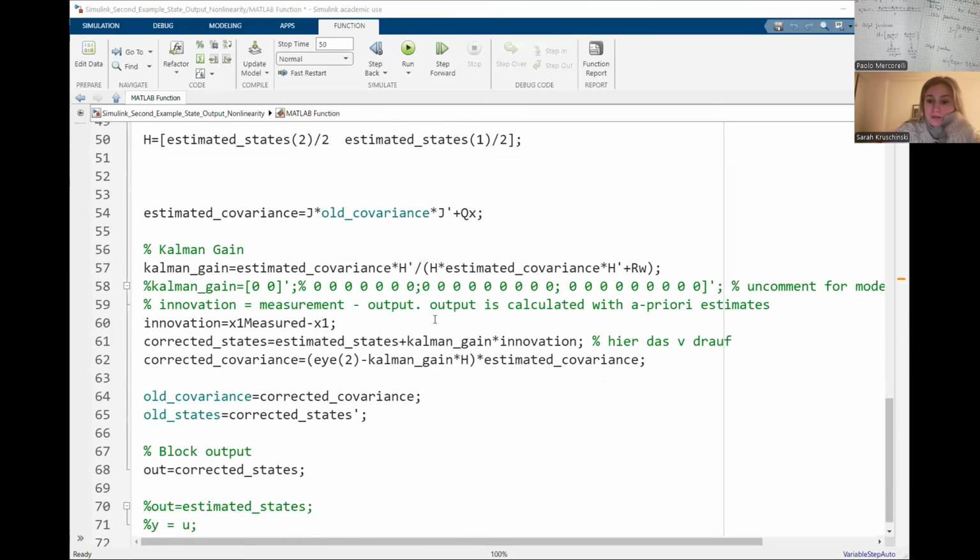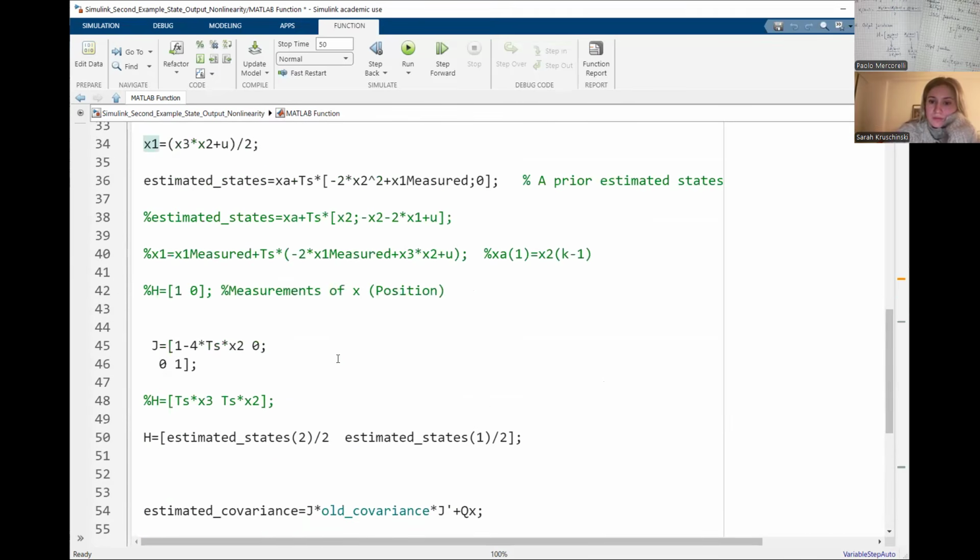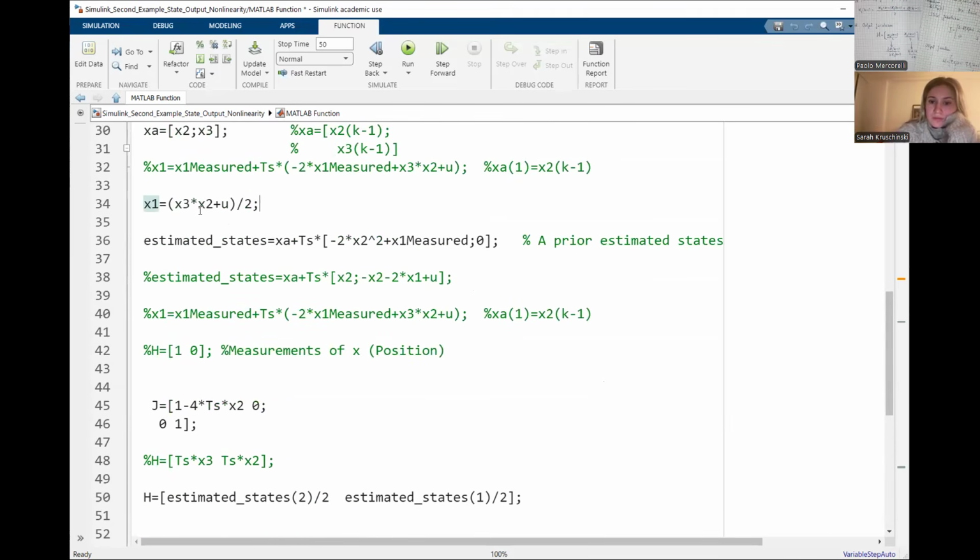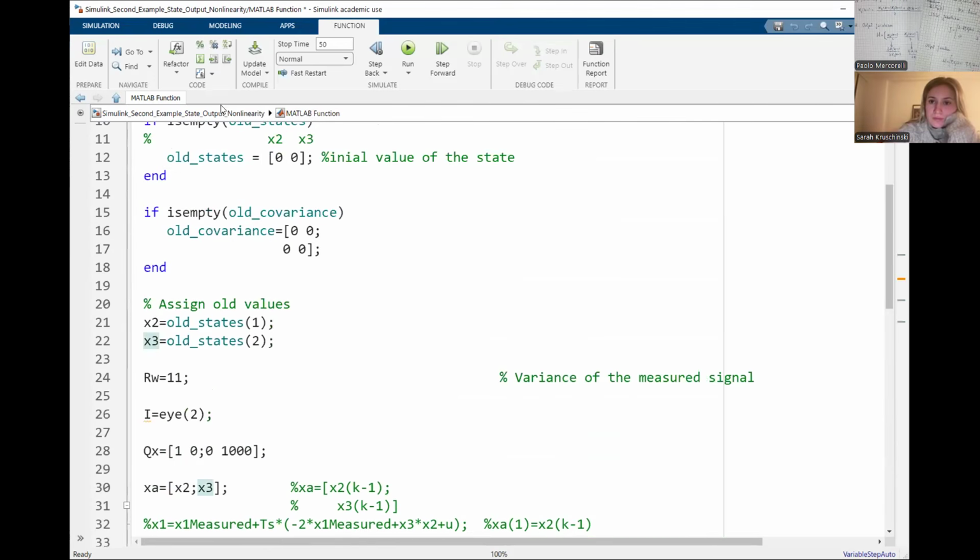Of course, I have to be careful about the dimension. We have the dimension 2 in the states. And the innovation, what I am measuring minus the model output. Once this one, and the other one, this one. Now we have to test this because I delayed. Let me show you what happens.